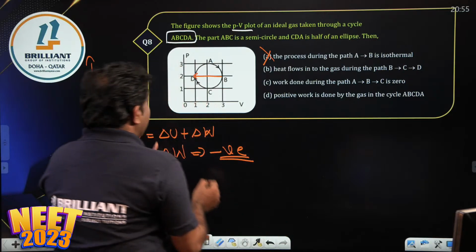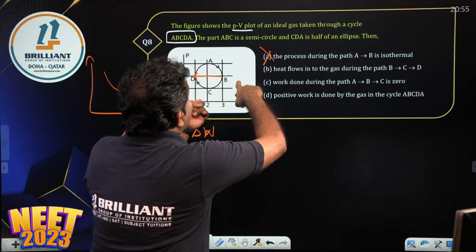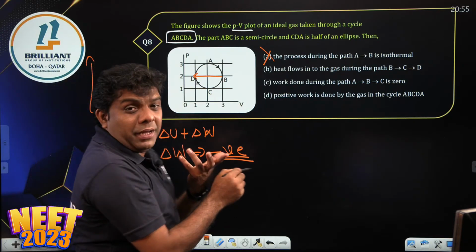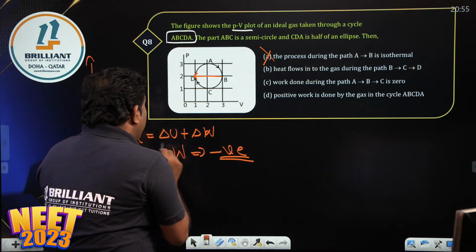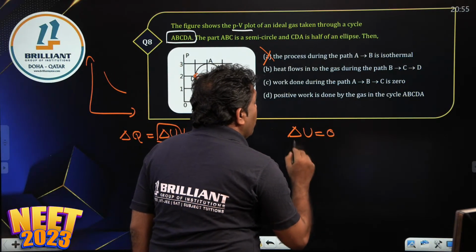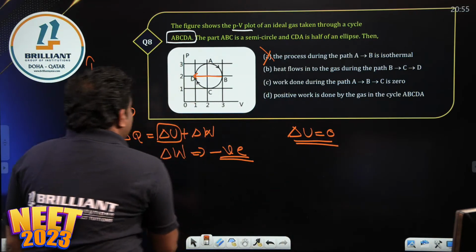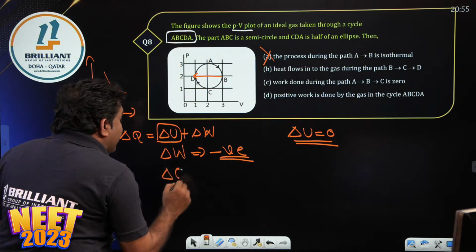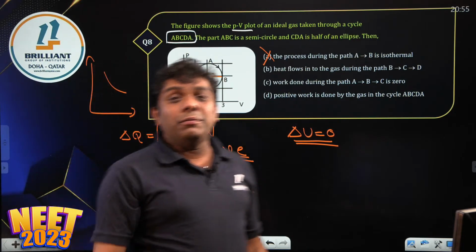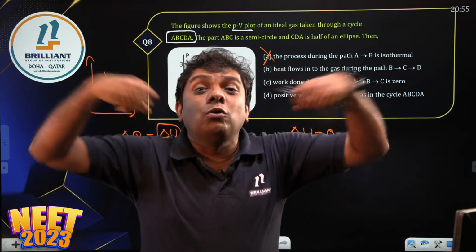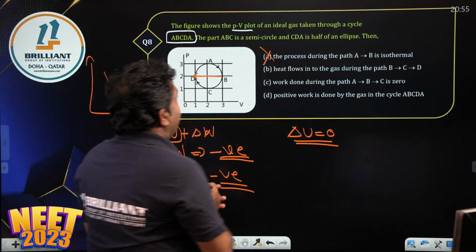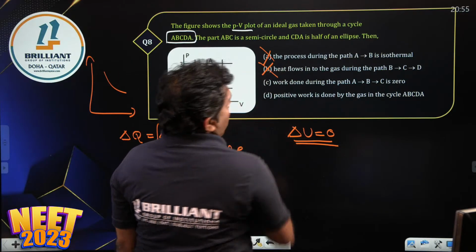Work done is negative. Now the point here is that it is a cyclic process. For a cyclic process, delta U is 0. If delta U is 0 and delta W is negative, then delta Q will also be negative. Delta Q negative means heat flows out of the system. Heat is not flowing into the system. So this option is also wrong.